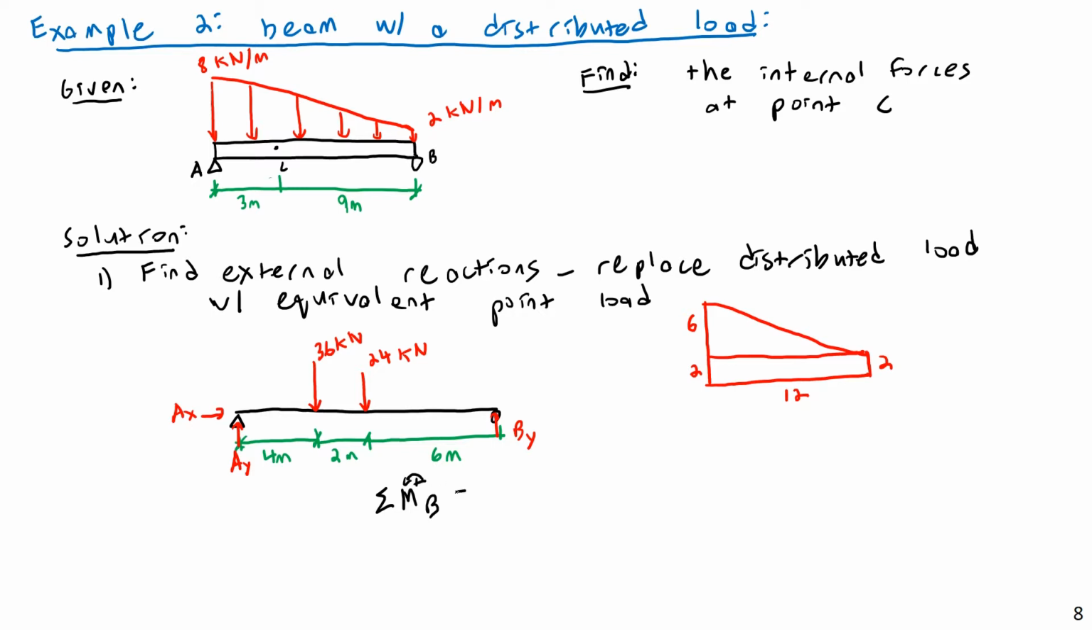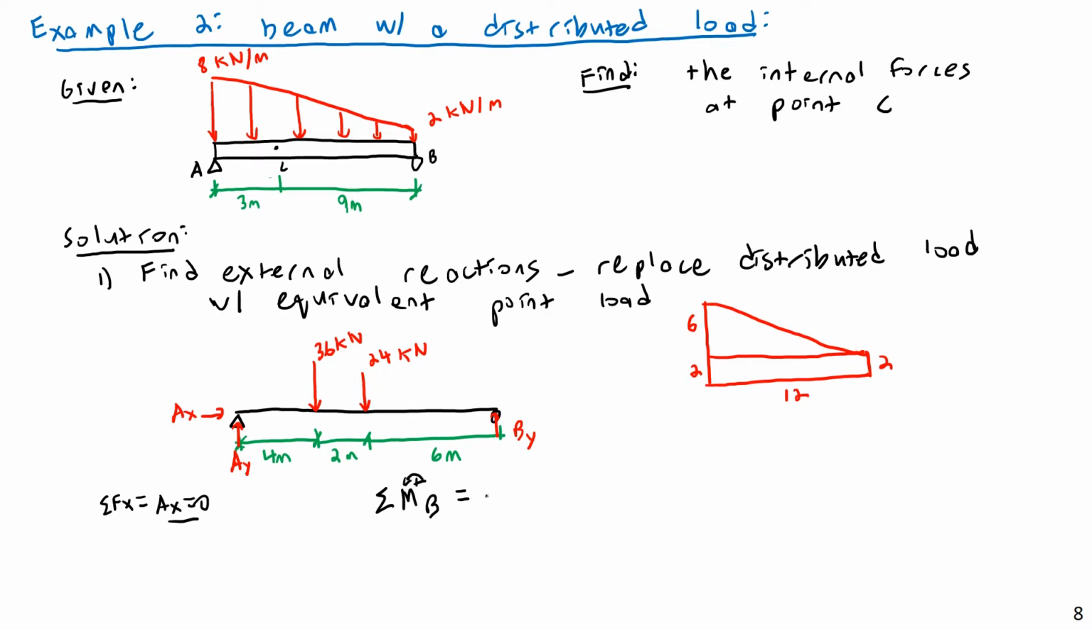Sum of moments about point B. And so I will have basically just 3 moments here. I don't have to worry about AX either because it's clearly going to be 0. Sum of forces in the x direction equals AX, and that's equal to 0. There are no horizontal loads applied to this beam, so our horizontal reaction force at A is going to be 0.